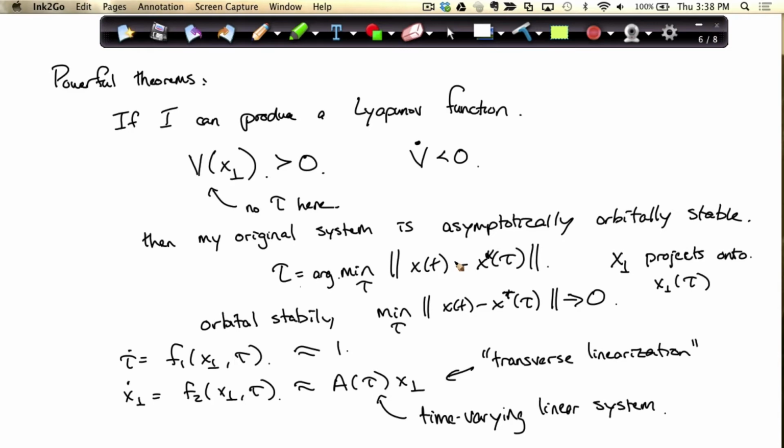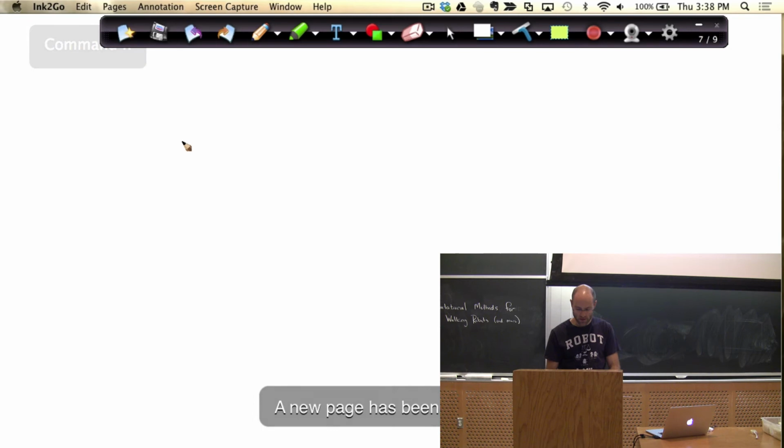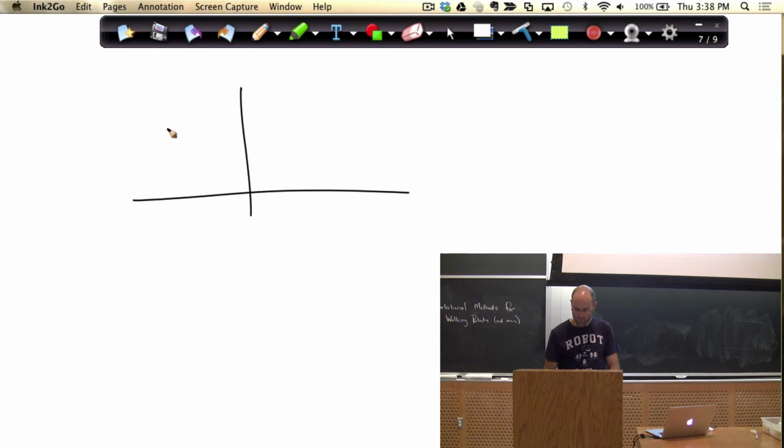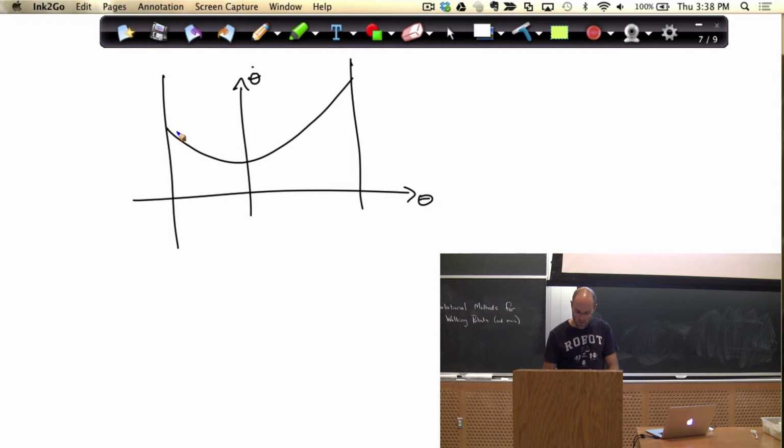All right, so let's see how that could play out for the rimless wheel example. The rimless wheel turns out to be a great example for this because there's a trivial choice of transverse coordinates. I can just pick my transverse coordinates to be the coordinates where theta is constant.